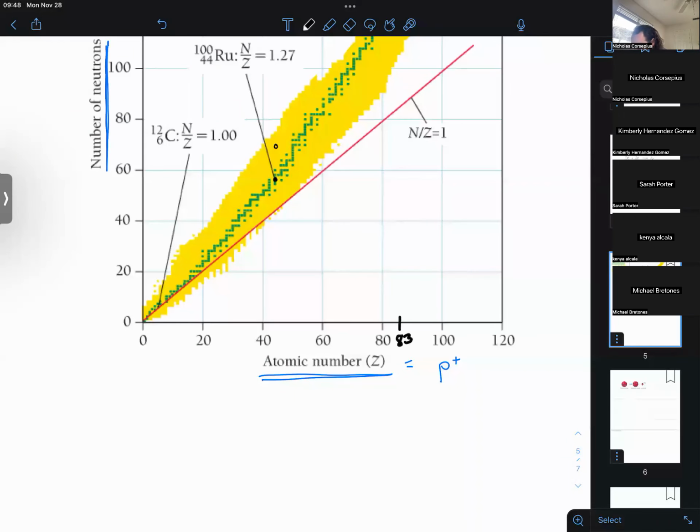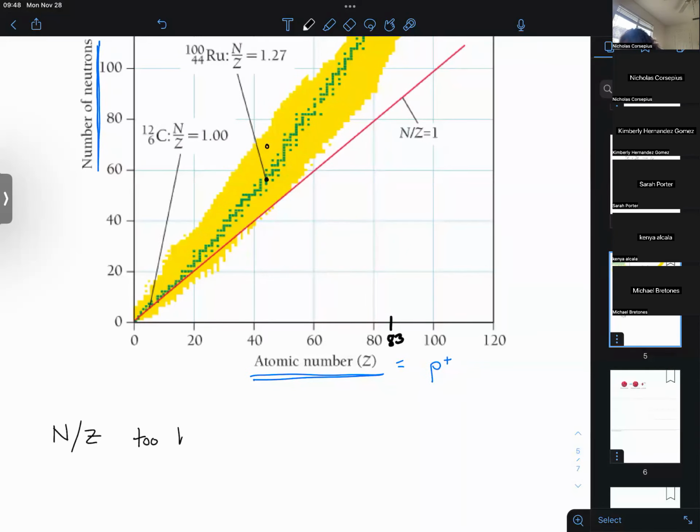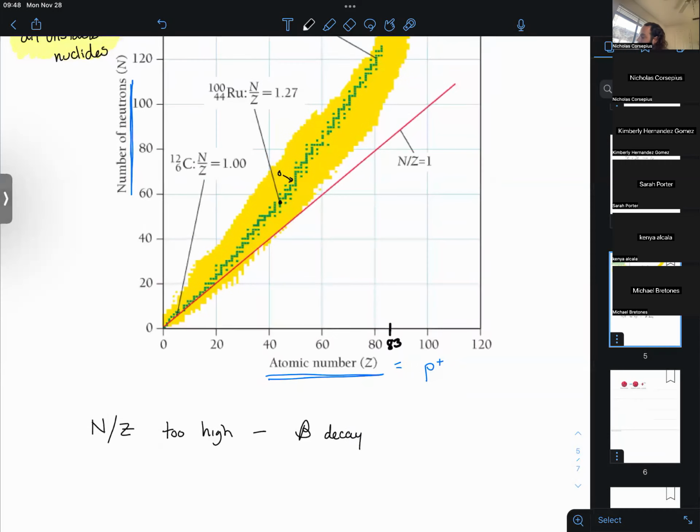If we look at this ratio of neutrons to protons, if it's too high, then it wants to get rid of those neutrons, or rather it's going to convert those neutrons into protons to help bring it down, or over this way here. I guess it would actually go down and over. And that process would be beta decay. So if that nucleus is too large to be stable, it's going to want to undergo beta decay.